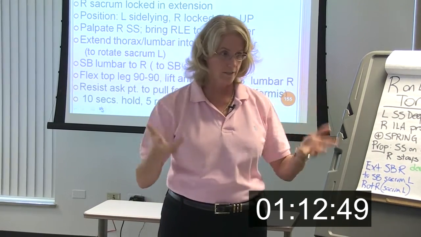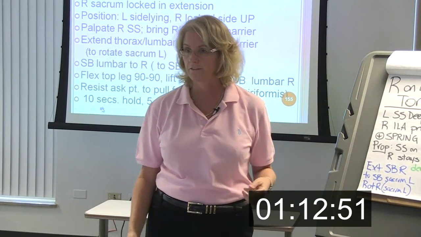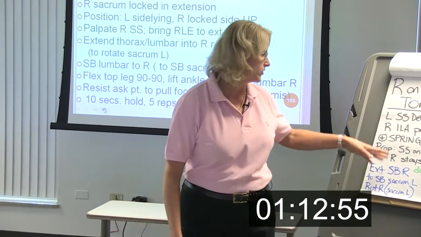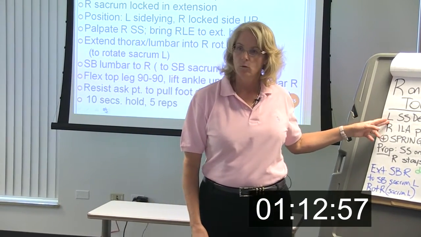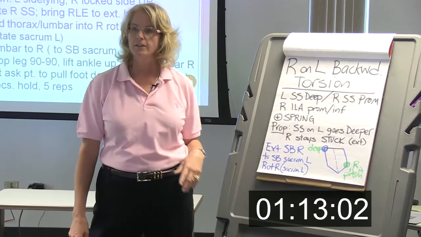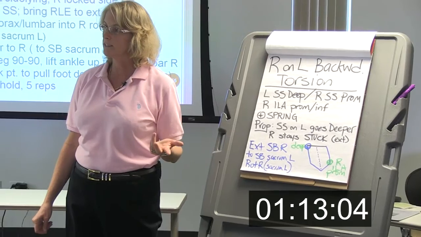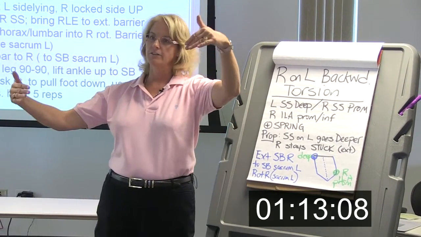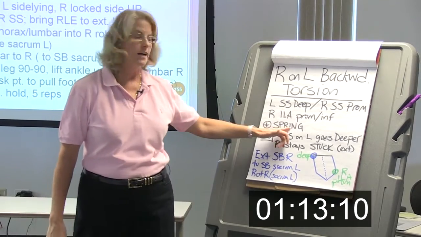If it helps you more to stand up and feel that motion, go ahead and feel that with your body. So what do you find? Do your palpation. What are your target areas? Which sacral sulcus is deep? The left. Which ILA is prominent and inferior? The right. They're on opposite sides, left, right. It's a torsion. Positive spring test.